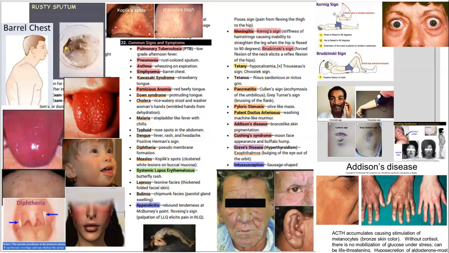And next here, systemic lupus erythematosus. It is an autoimmune multi-organ disease. The most characteristic feature is the butterfly rash. You can see this picture. The patient has a butterfly rash over both cheeks.